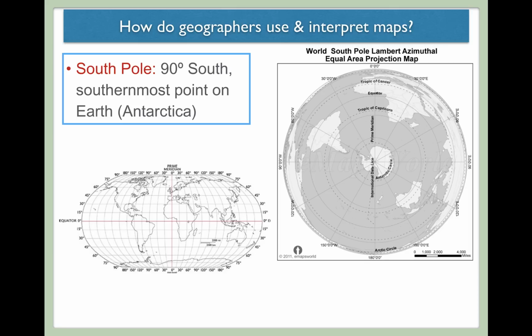In contrast, we have the South Pole. The South Pole would be the southernmost point on Earth's surface. If you can follow again on the left, you can go all the way down to 90 degrees latitude, and we have the South Pole.